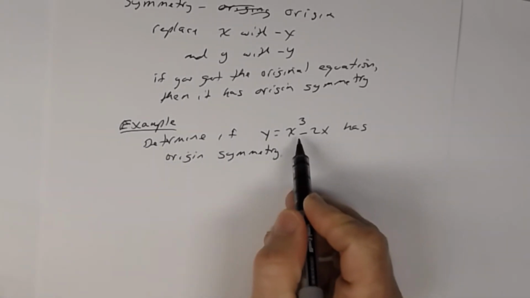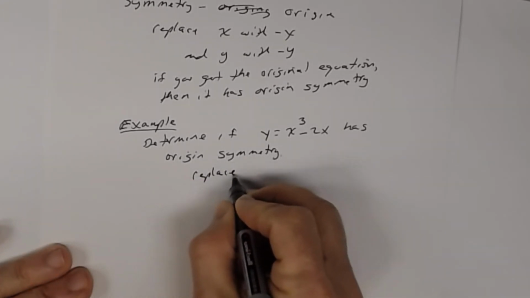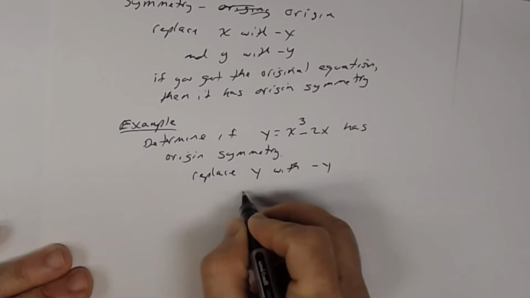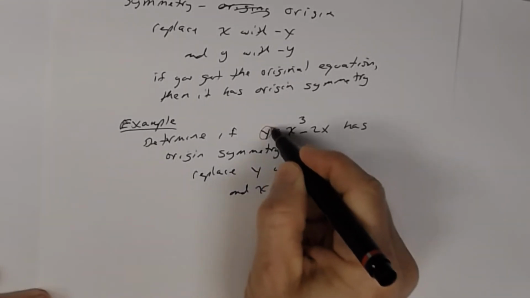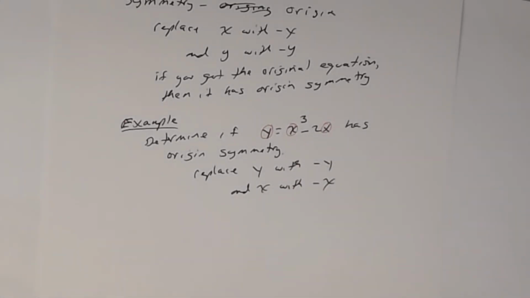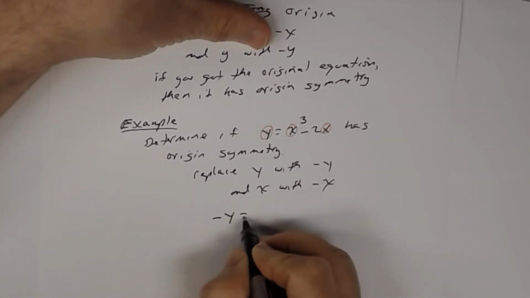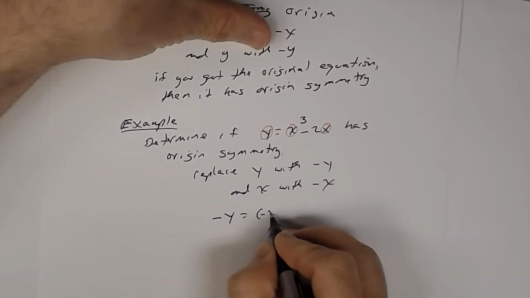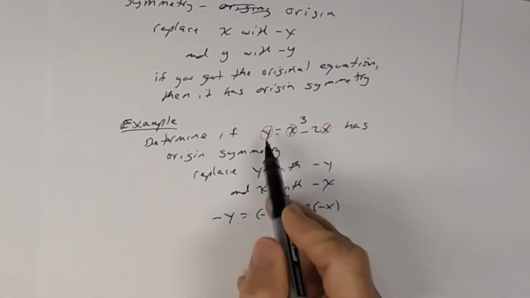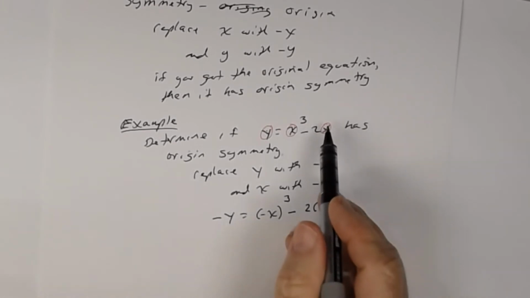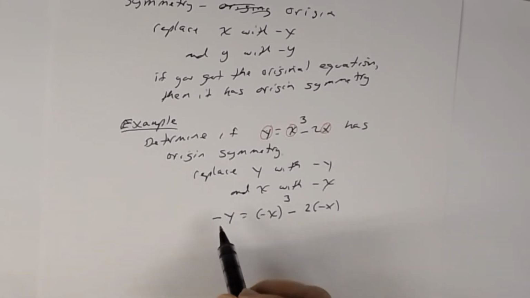If I want to determine if the graph of this relation has origin symmetry, two things, remember, you have to replace y with -y and x with -x. I'm circling everything that has a y and an x. So y becomes -y, so I get -y equals x becomes -x, (-x) in parentheses cubed, minus 2 times x becomes -x. So y becomes -y, x becomes -x, x becomes -x. I must always see your substitution.